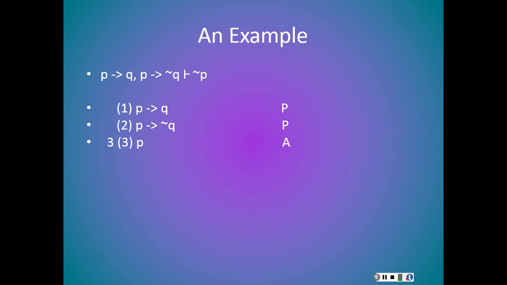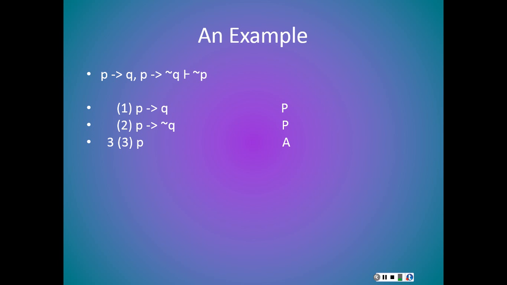Now, a contradiction, you should keep in mind, is a sentence of the form B and not B. That is, a contradiction is a conjunction where you have one sentence conjoined with its negation. So I want to derive a sentence of that form.